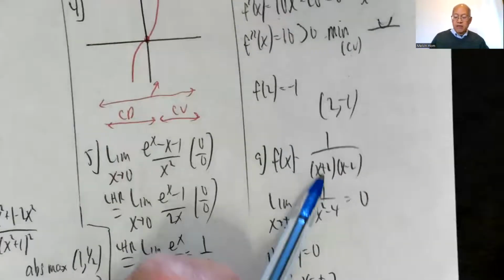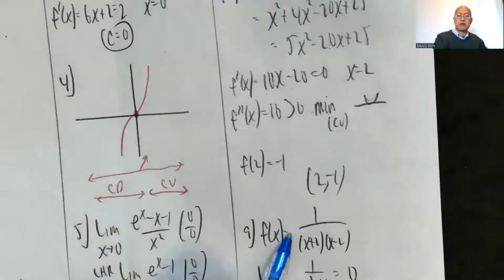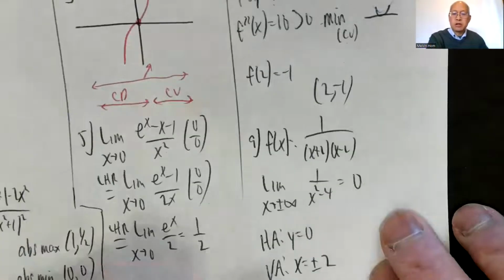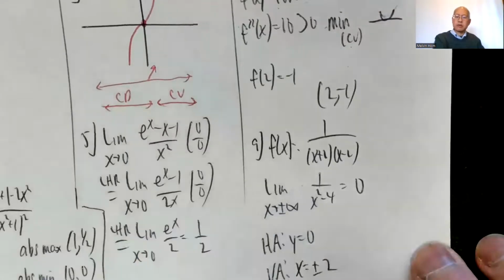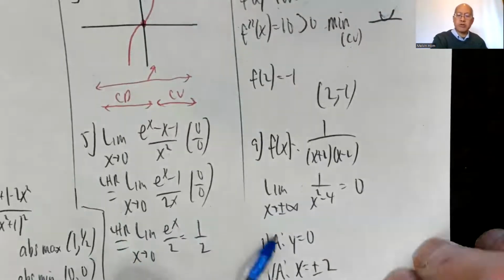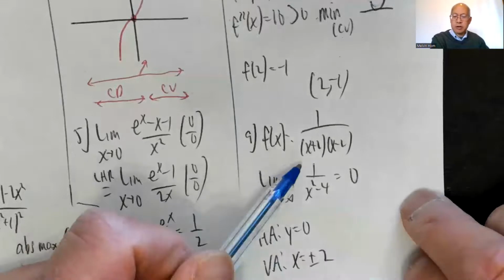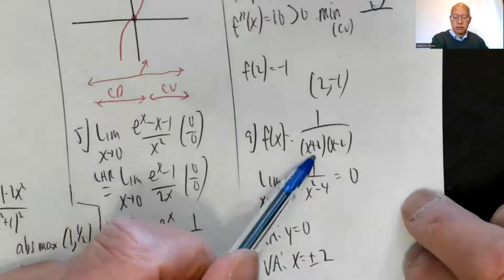Number 9, factor. x squared minus 4 in the denominator is (x plus 2)(x minus 2). So as x approaches either positive or negative infinity of this quantity, we approach 0. So horizontal asymptote is y equals 0. Vertical asymptotes, x is plus or minus 2.